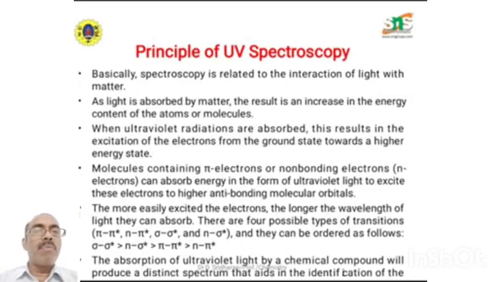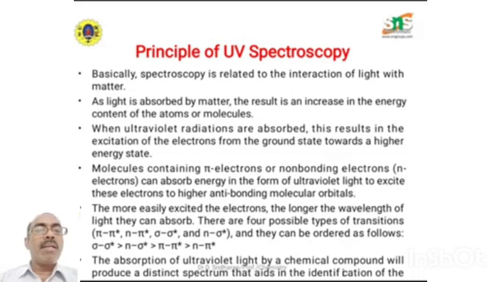The working principle of UV spectroscopy. Basically, spectroscopy is related to the interactions of light with the matter. Here, we use it for the different samples from the organic and inorganic samples. As light is absorbed by the sample, like organic or inorganic substances, the result is an increase in the energy content of the atoms or molecules.